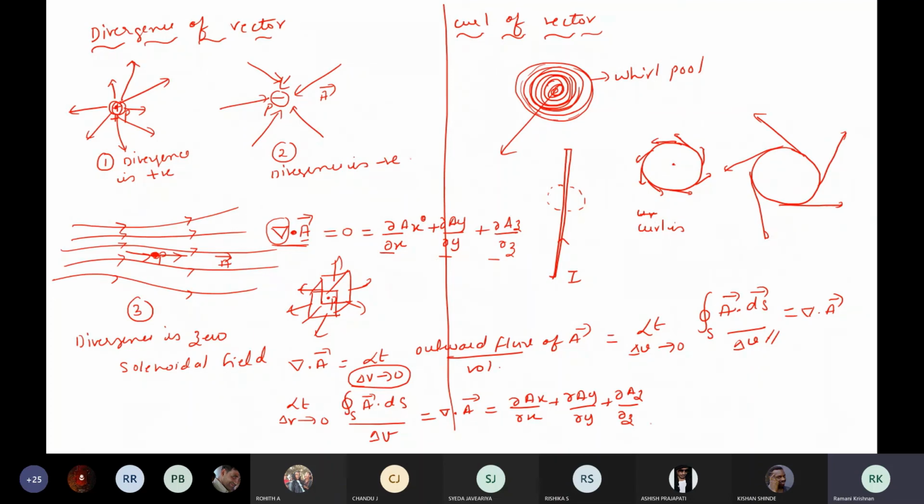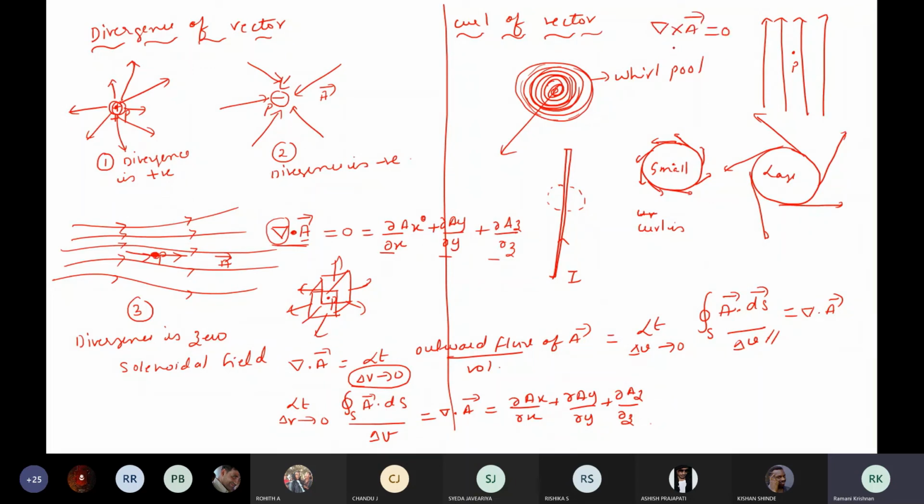Then, can you guess, if I have a field here, tell me at this point, what is the curl? Here the curl is small. Here the curl is large. Here, how is the curl? Zero. Curl is 0. Good guess. So I'll write del cross A vector is equal to 0.